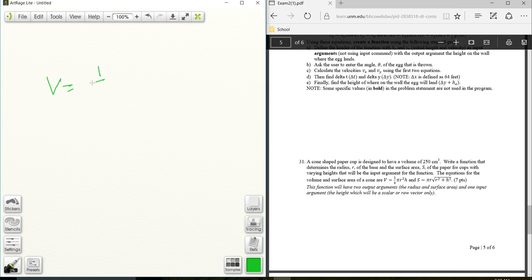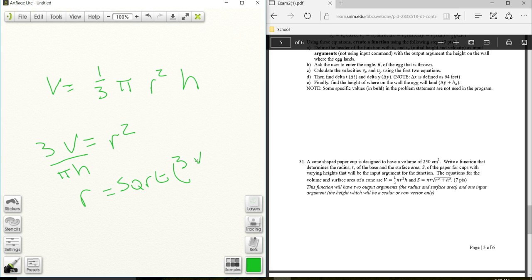V is equal to 1/3 pi r squared h. Throw everything to the other side. 3v divided by pi h is equal to r squared. R is equal to the square root of 3v divided by pi h. That's what I got.